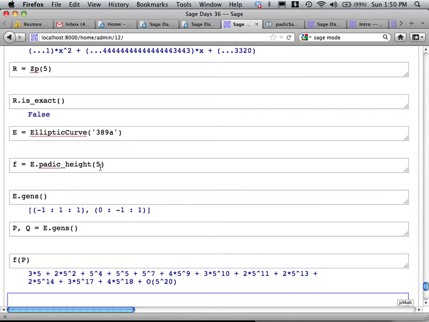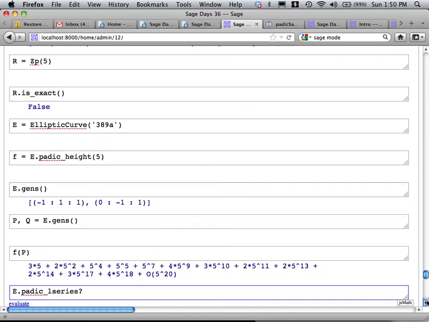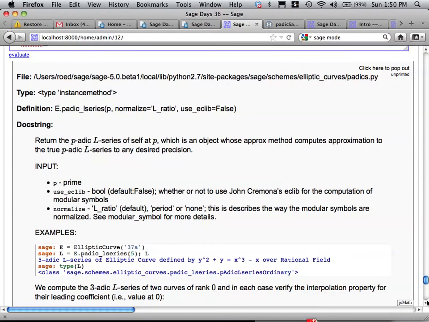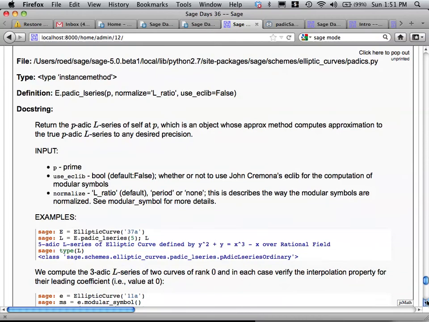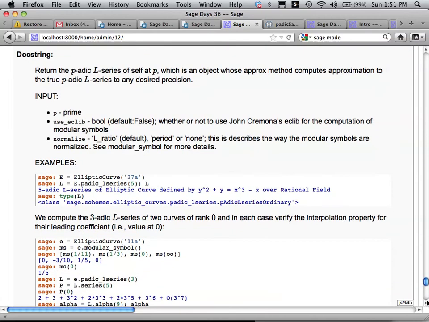And you say that you can compute p-adic L series? Yeah. There are p-adic L series associated to this elliptic curve, and it computes approximations to the actual p-adic L series.